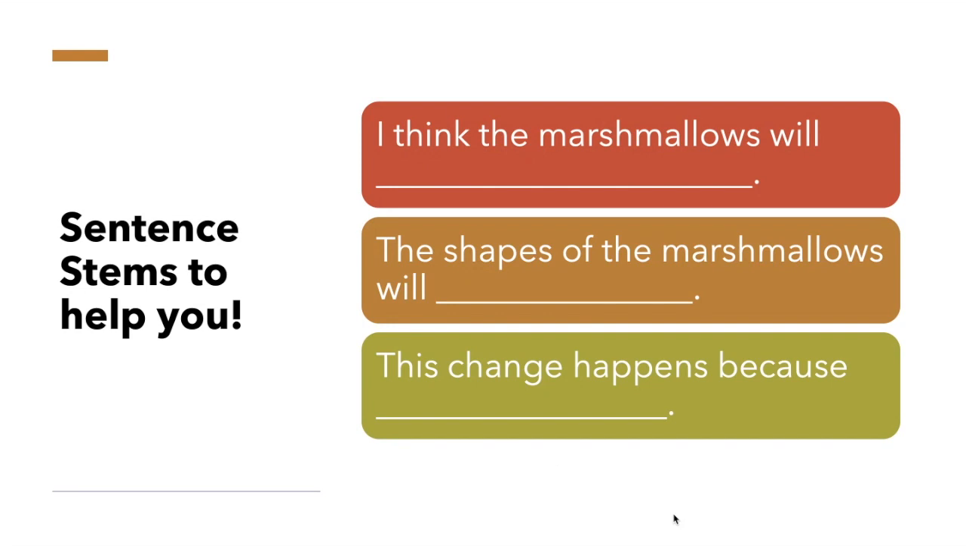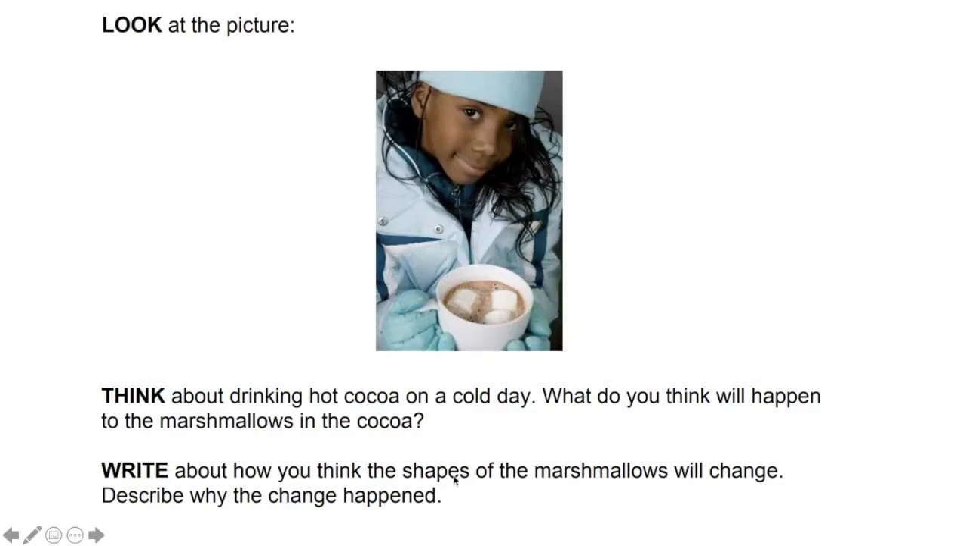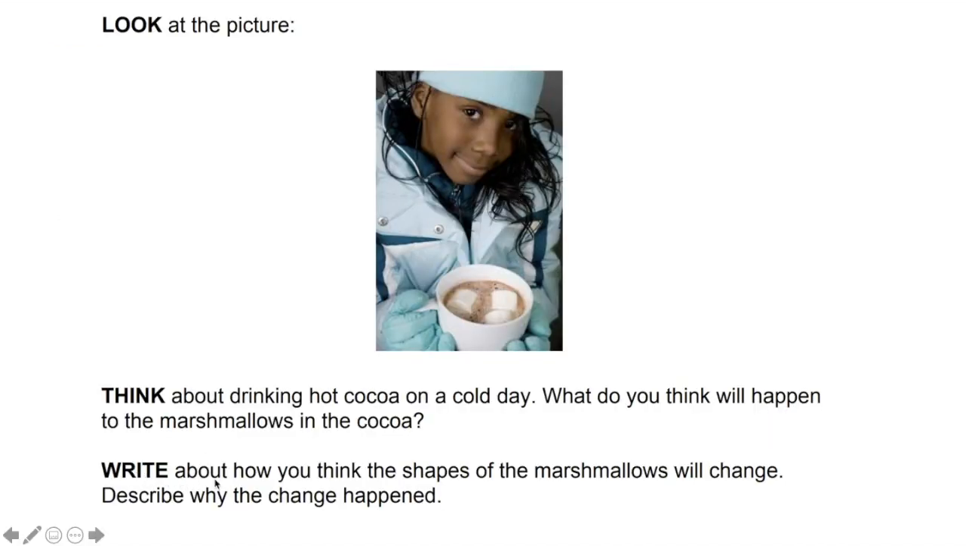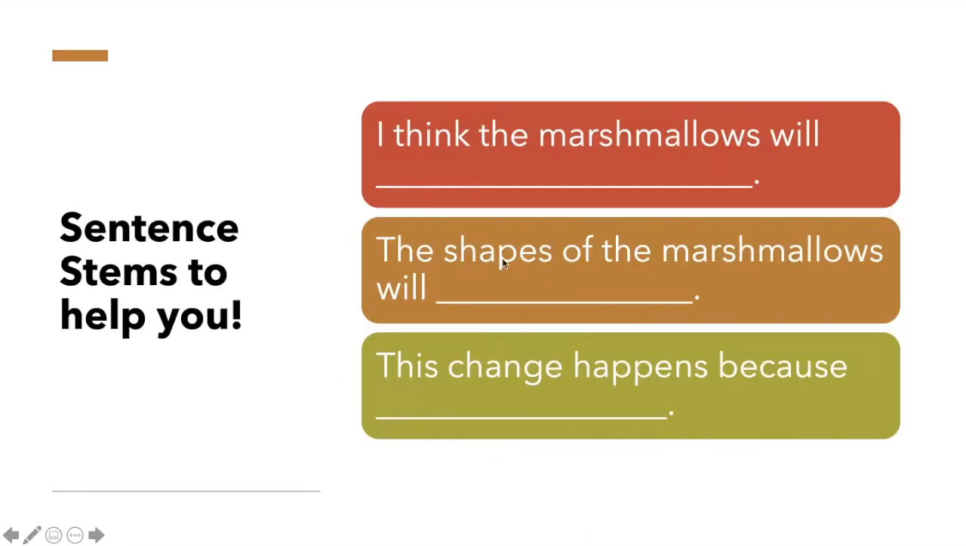I'm going to give you some sentence stems to help you, because in your response, I expect at least 3 sentences. So remember, I'm going back to my prompt and I see it says, what do you think will happen to the marshmallows in the cocoa? So my first sentence is going to say, I think the marshmallows will blank. What do you think is going to happen? Then it says, write about how you think the shapes of the marshmallows will change. So my next sentence will say, the shapes of the marshmallows will blank. How is the shape of the marshmallow going to change?